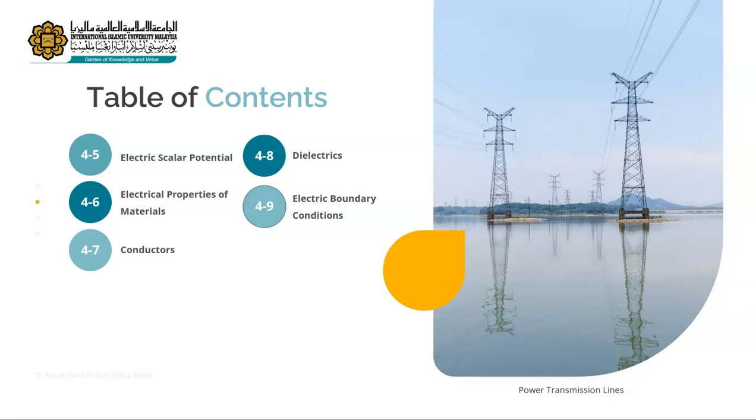So we're going to continue on electric scalar potential, followed by electrical properties of material, conductors and dielectrics, and finally the electric boundary conditions.